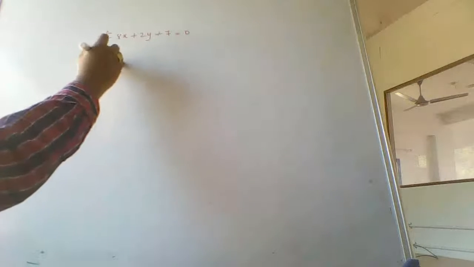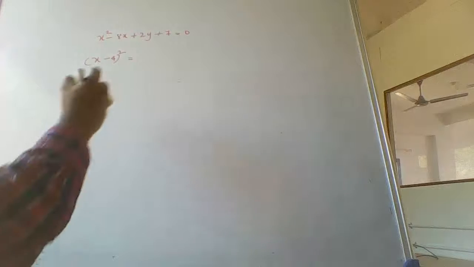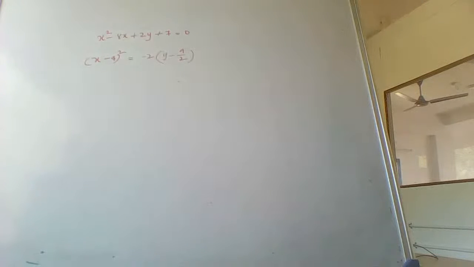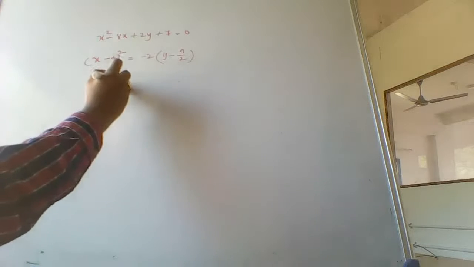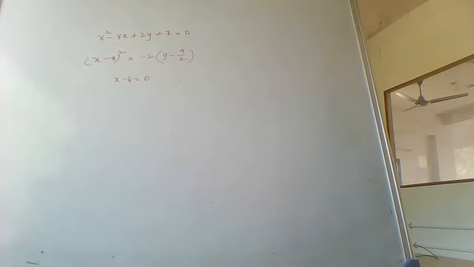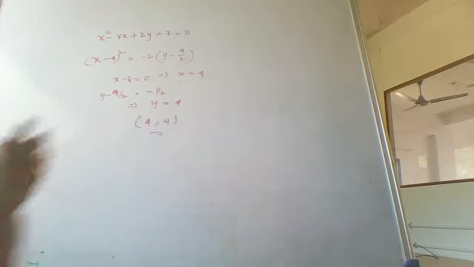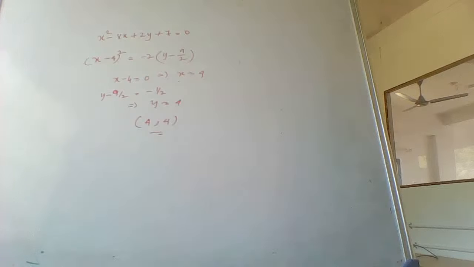The given parabola, corresponding to that, will be x minus 4 whole square is equal to minus 2 into y minus 9 by 2. For this parabola, the focus would be x minus 4 equal to 0, which implies x is equal to 4, and y minus 9 by 2 is equal to minus half. So you get 8 by 2, which is 4, so y will be 4. The focus would be 4 comma 4.